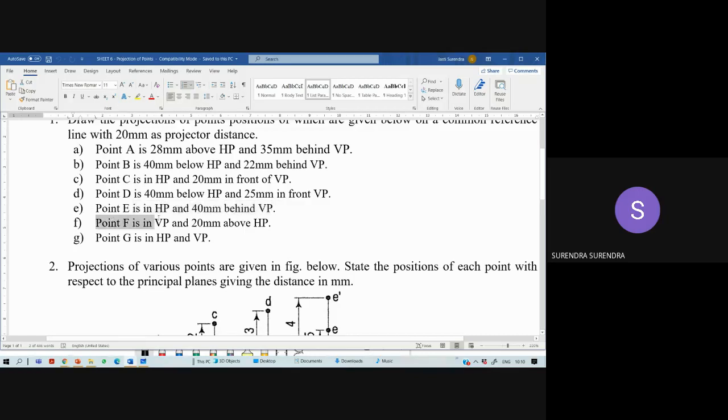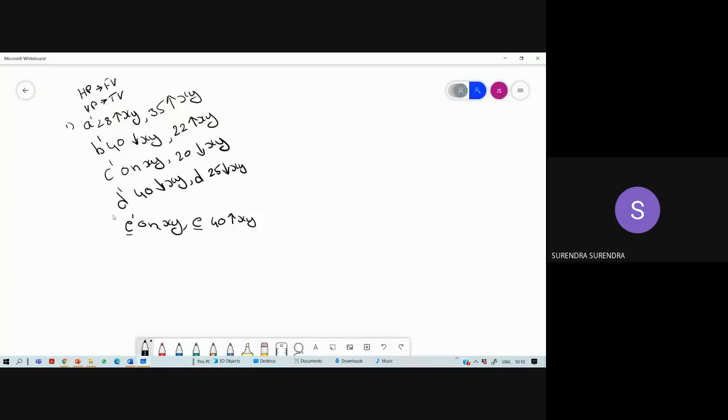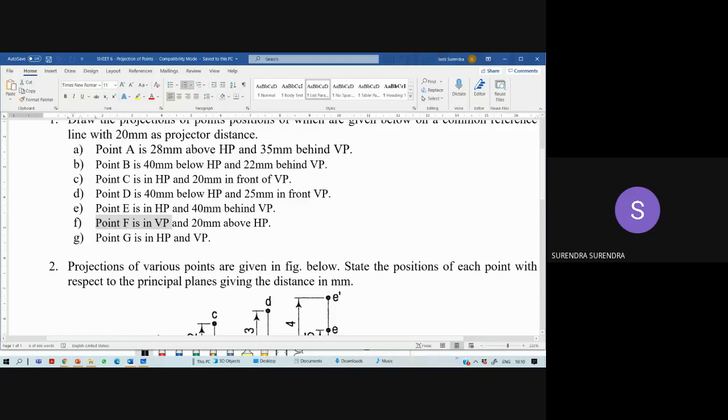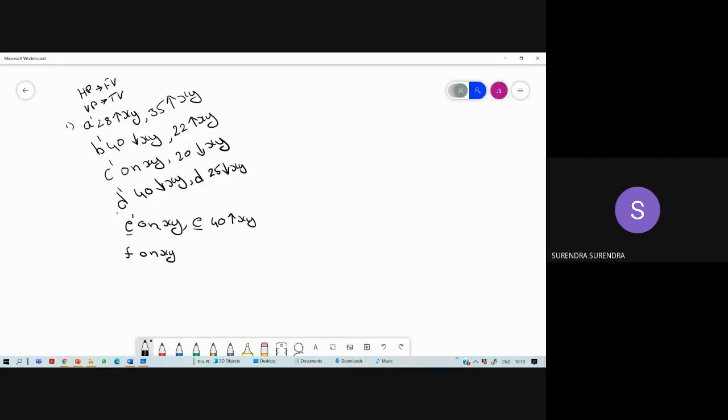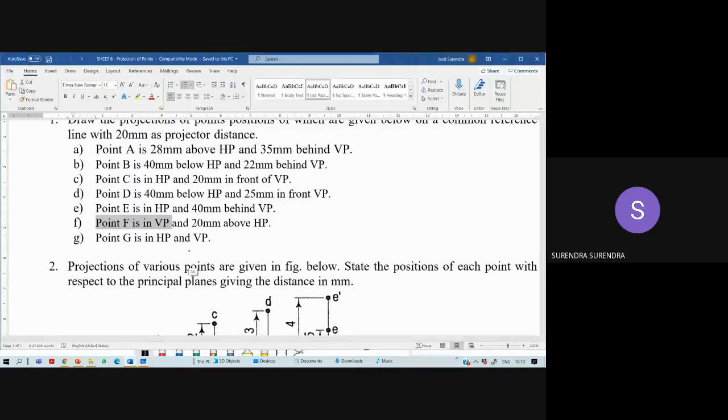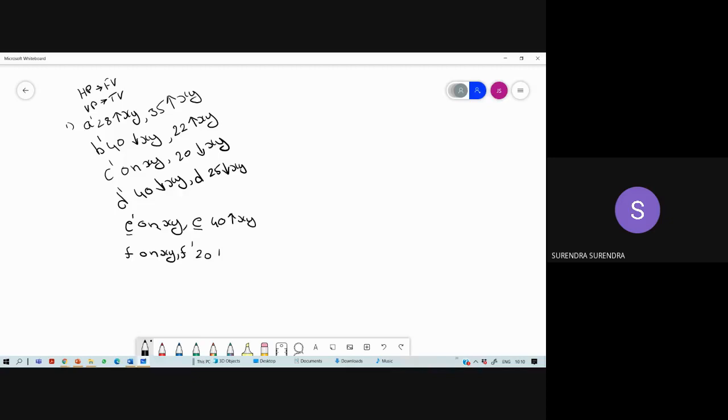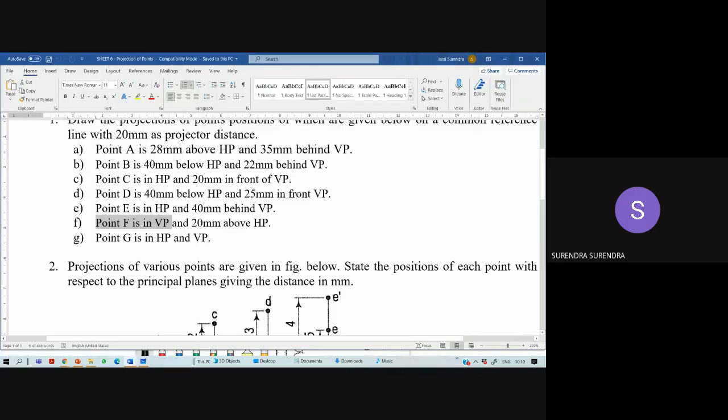Next, coming to point F in VP. So first it is given the top view. So in VP means top view relation. Top view is on XY line. So top view is related with F, not F dash. The F is on XY and 20 mm above HP. So HP means front view. So F dash is 20 mm above XY line.